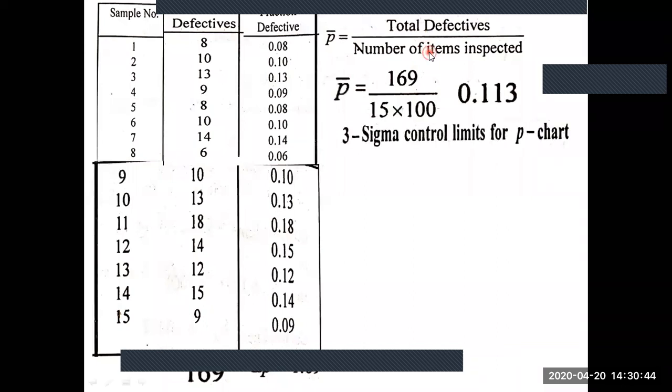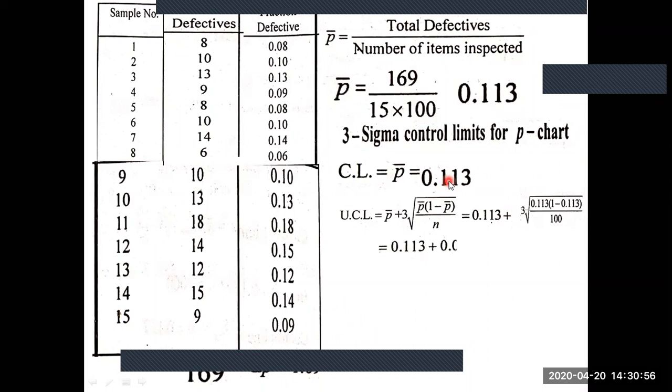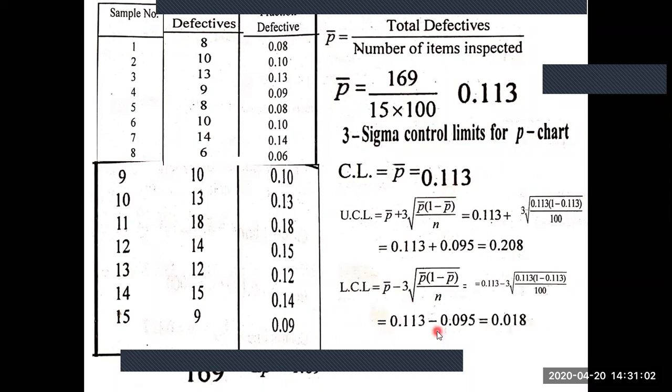Now you have to do the 3 sigma limits. Control line is P bar itself, which is 0.113. Next, the upper control line formula is this one. Just substitute P bar wherever you come across it. Similarly, for the lower control line, in place of P bar you substitute the value and you will get the lower control line. This is the way to find the P chart. Okay, thank you.